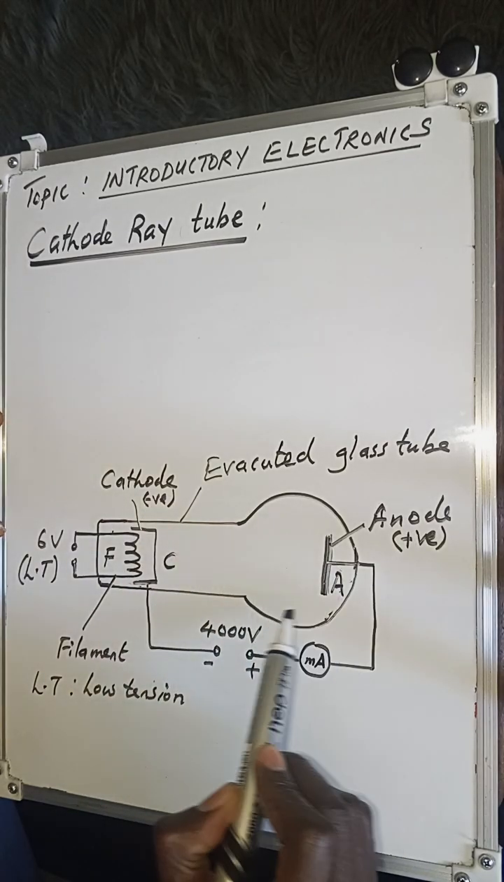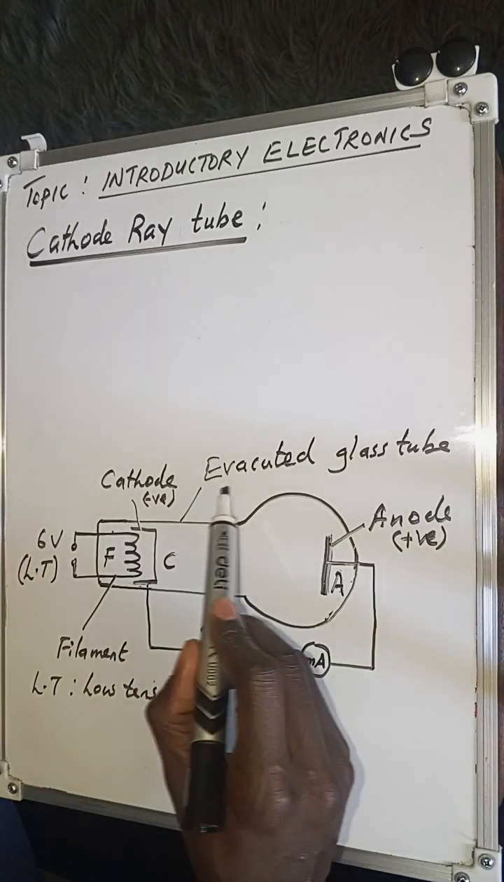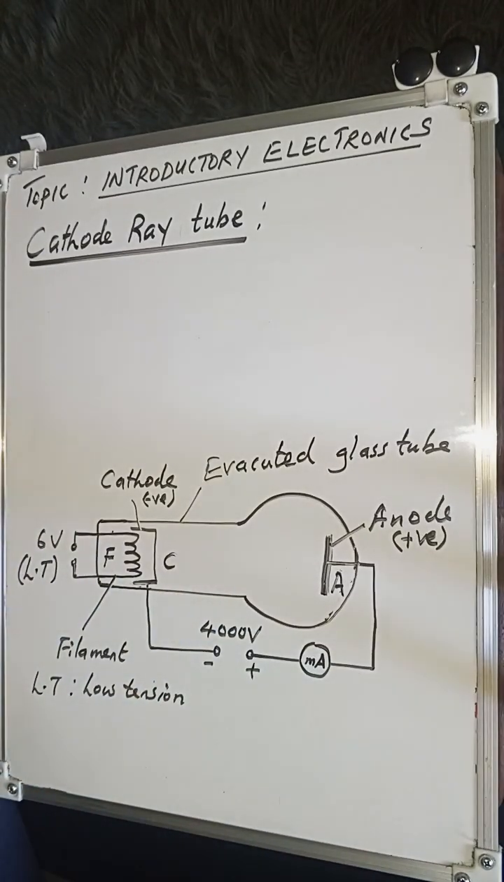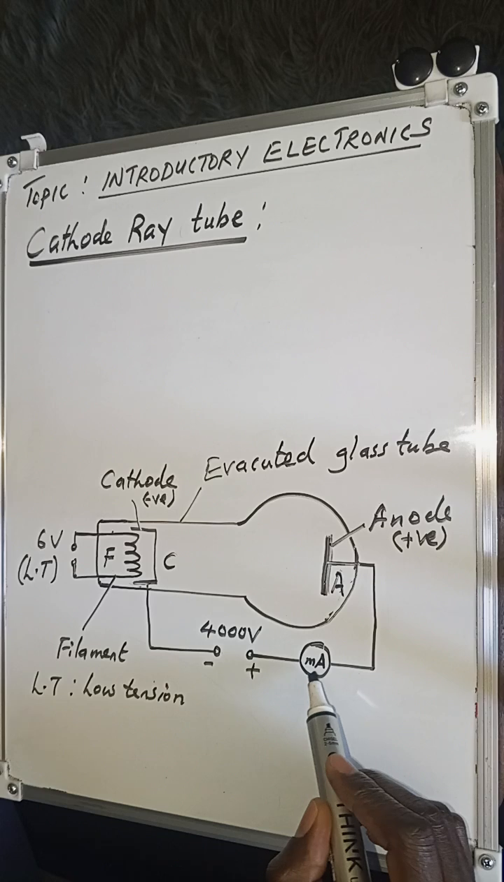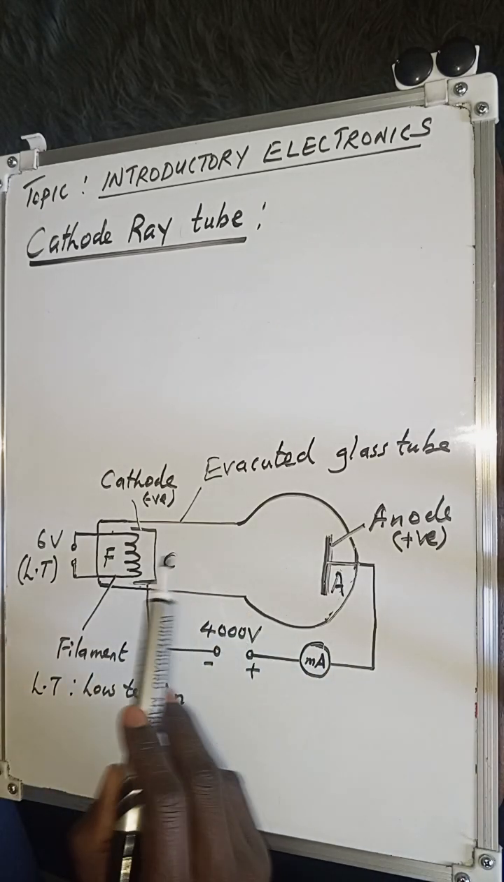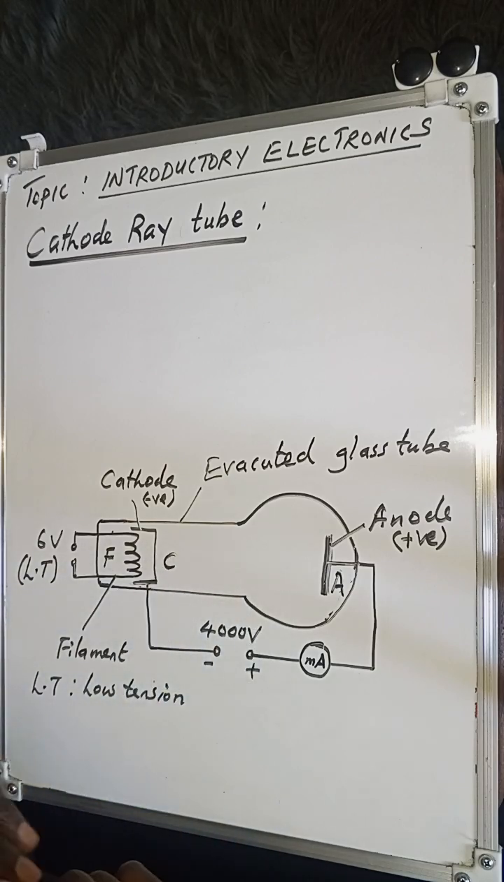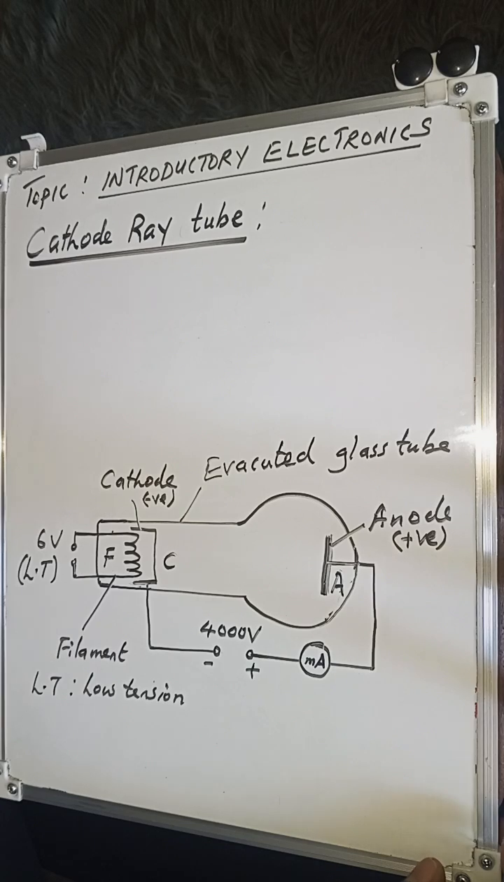And inside of this glass tube, air has actually been removed, and that is why we are calling it an evacuated glass tube. Of course, this is my milliammeter that can be used to measure small amounts of current, so that we see if there's any current that is going to be produced. Please just stay tuned so that I can explain about the modern cathode ray oscilloscope.